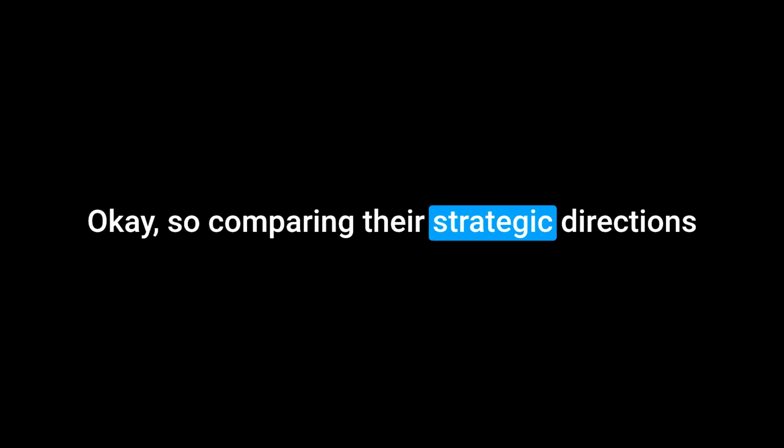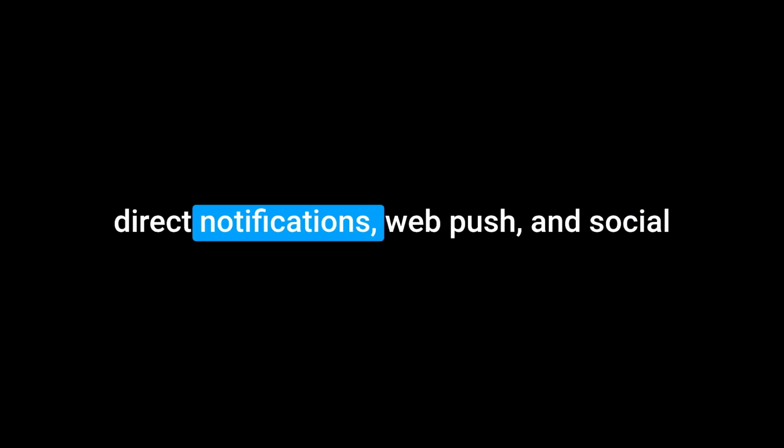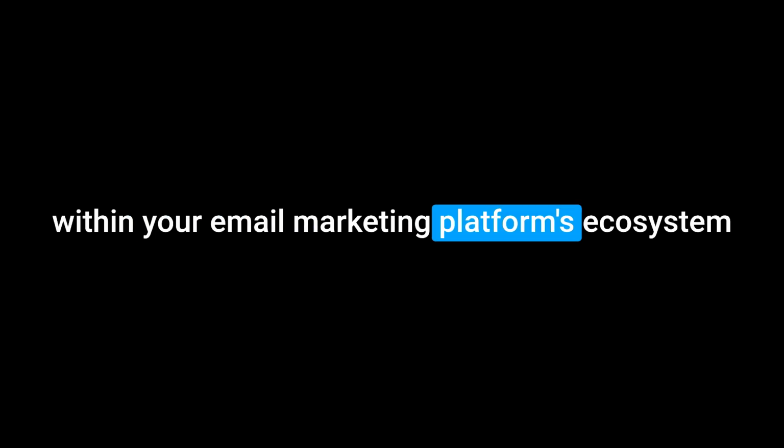Okay, so comparing their strategic directions here. It seems Aweber is expanding into direct notifications, web push, and social media link consolidation, link in bio. This might make it ideal for social-first businesses or those wanting to diversify communication channels beyond just email. MailerLite, however, offers that more robust, all-encompassing web presence solution with its full website and blog builder. It positions itself as a more complete all-in-one platform for those who need to manage a broader web presence alongside their email marketing, potentially simplifying their tech stack. The choice here really depends on how much of your overall web presence you want managed within your email marketing platform's ecosystem versus using separate dedicated tools.